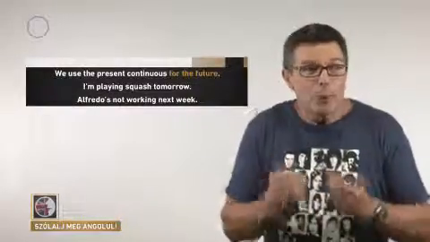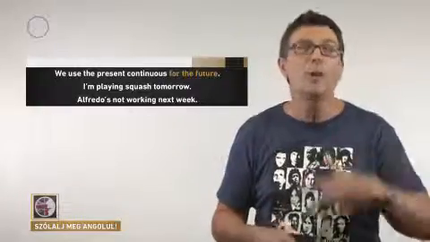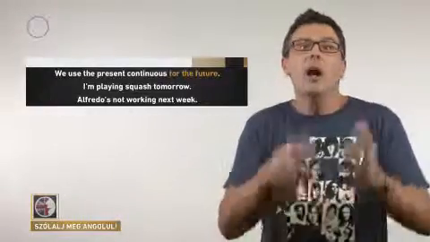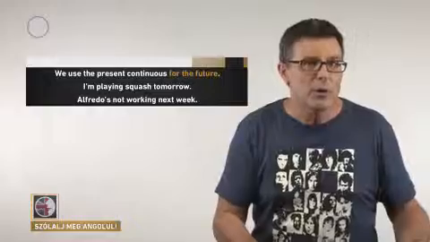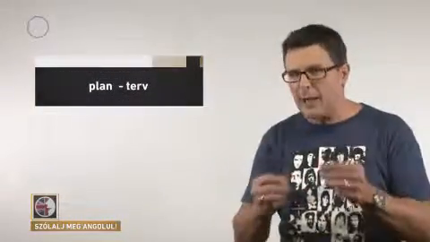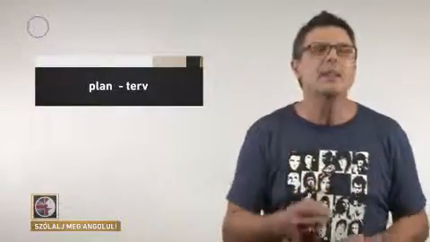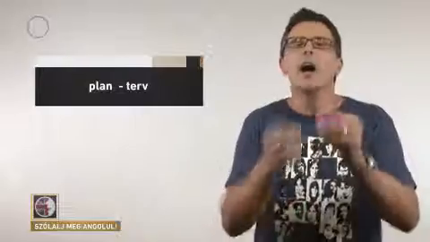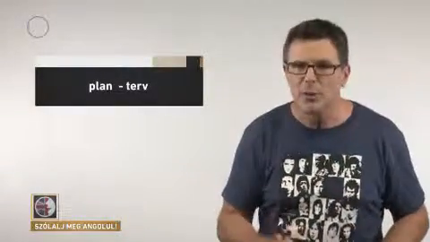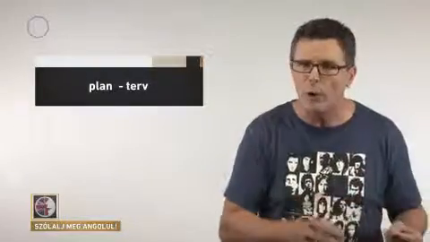Okay, but we also use the present continuous for the future, for tomorrow or next week, for example. I'm playing squash tomorrow. Alfredo's not working next week. Now, if we look at those two examples, we can see that there's a plan. I've got a plan to play squash tomorrow. Alfredo's arranged to have next week off.